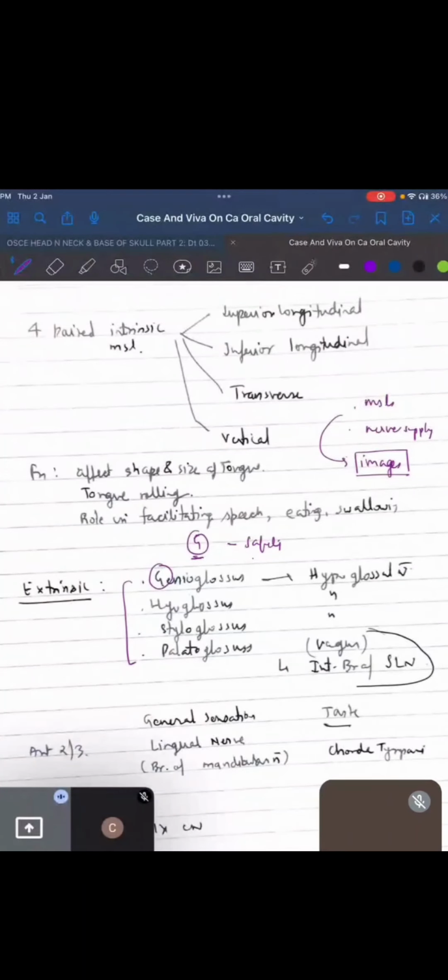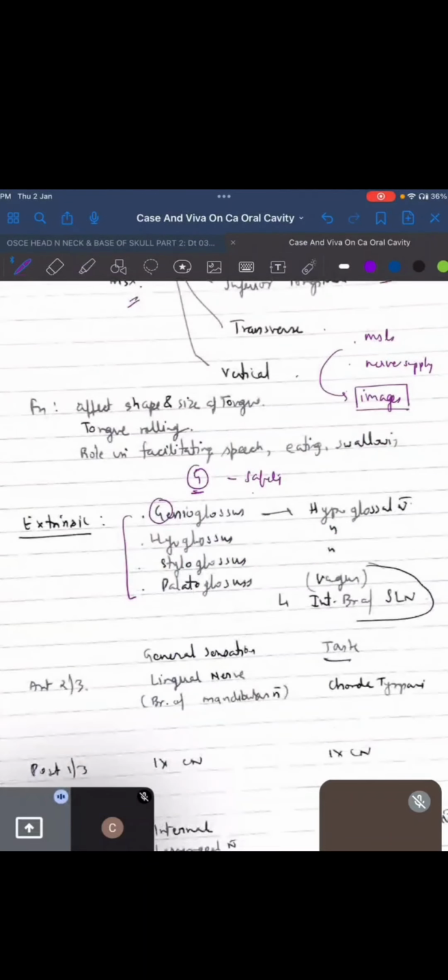In intrinsic, they have divided into longitudinal, which are superior and inferior, and transverse and vertical. This is just for name's sake, nothing important in this. This you have to remember because the question is here. Nerve supply: all are supplied by the hypoglossal nerve except palatoglossus, which is supplied by a branch of the vagus.